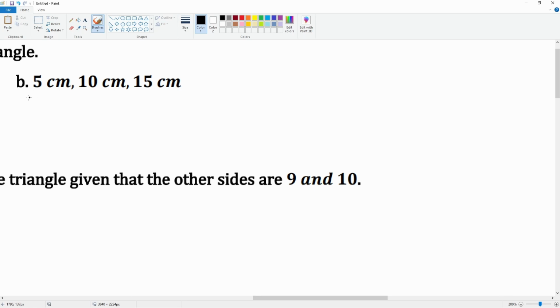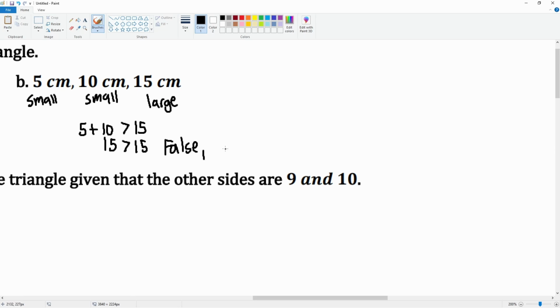So let's do B. Same thing here. 5 centimeters is your small. 10 is your small. 15 is your large. So we do 5 plus 10 has to be greater than 15. 5 plus 10 is 15. Is 15 greater than 15? This is false. So no triangle can be made.